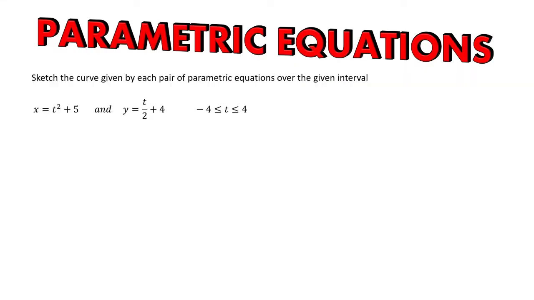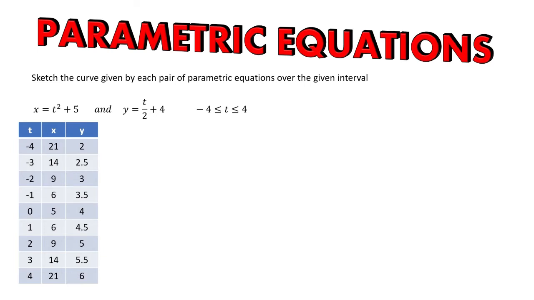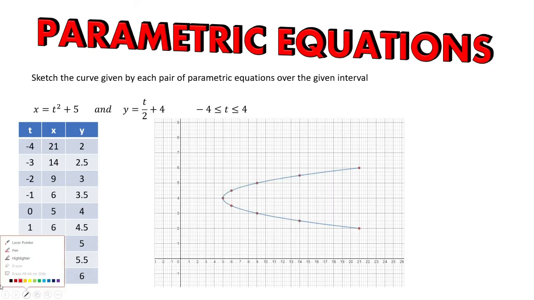Another example. This example is: sketch the curve given by each pair of parametric equations over the given interval. Now, I need to represent it graphically. I give you two functions, x is t squared plus 5, and y is t divided by 2 plus 4, and the interval is negative 4 to 4, and I need to sketch the curve. You create a table between negative 4 and 4: negative 4, negative 3, those are the values of t. You evaluate x using this function, you substitute t by this value here, and you find it's 21. And you do the same thing, you substitute t in the y, and you find another value.